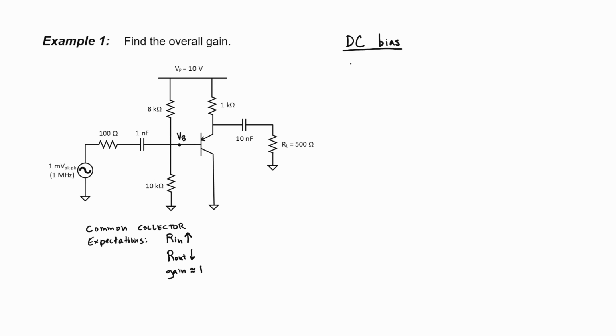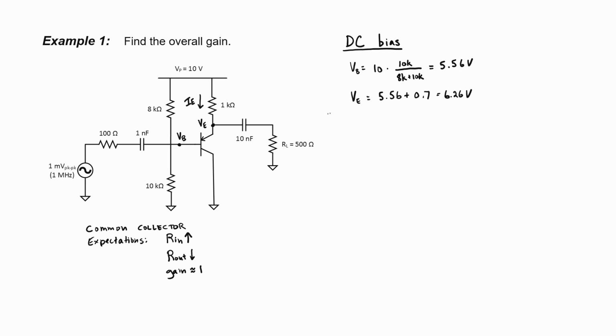Let's start with the base voltage. It's going to be determined by the voltage divider set up by the 8 kilo ohm and 10 kilo ohm resistors. That works out to 5.56 volts here. We can then find the emitter voltage because it should be 0.7 volts higher than our base voltage. Our voltage here at the emitter works out to be 6.26 volts.